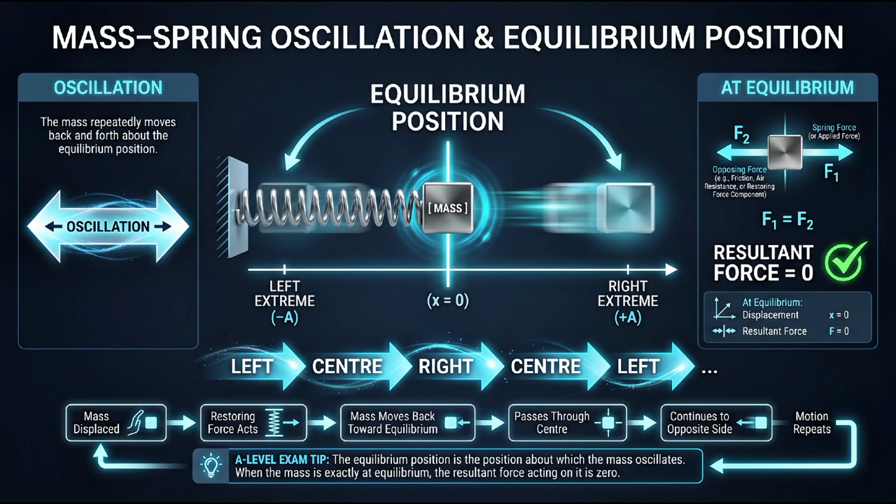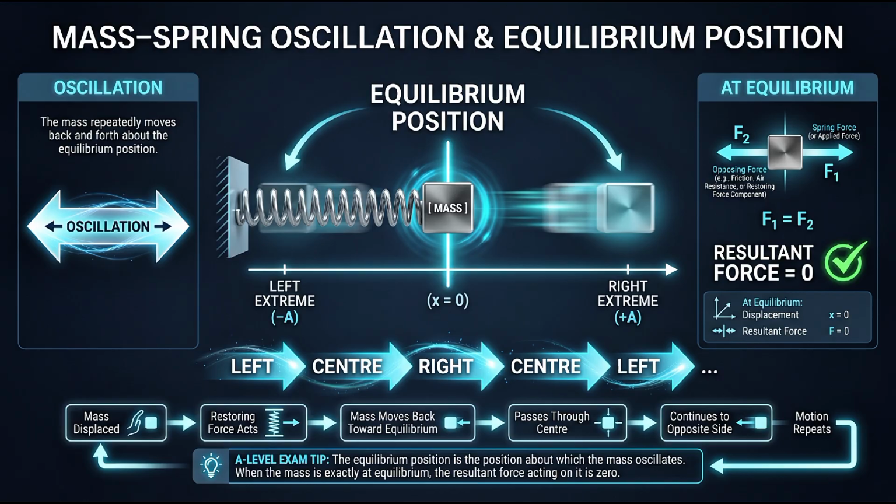In a mass spring system, oscillation occurs when a mass repeatedly moves back and forth about a fixed equilibrium position. The equilibrium position is the central position around which the mass oscillates. In the diagram, this position is marked as x equals 0. The mass can move to the left of this position, pass through the center, move to the right, and then return to the center again. The sequence can therefore be described as left, center, right, center, left, and then the motion repeats. This repeated back and forth movement is called oscillation.